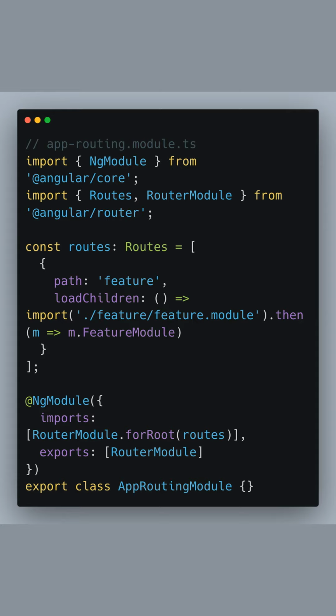Welcome to our Angular tutorial on lazy loaded feature modules. Let's start by looking at app-routing.module.ts. Here, we define our application's main routing configuration.